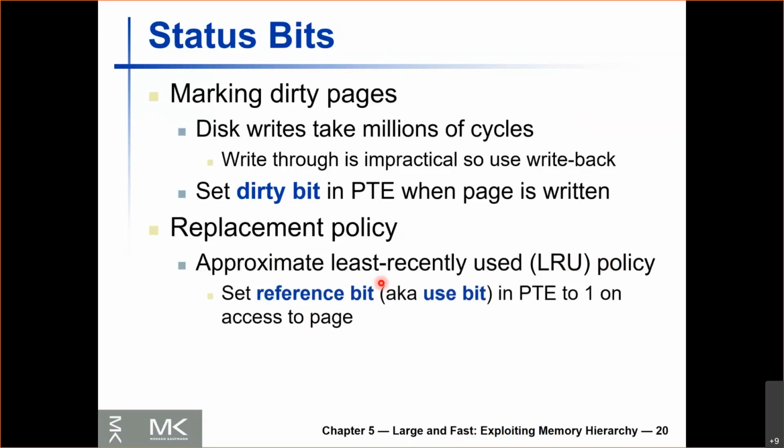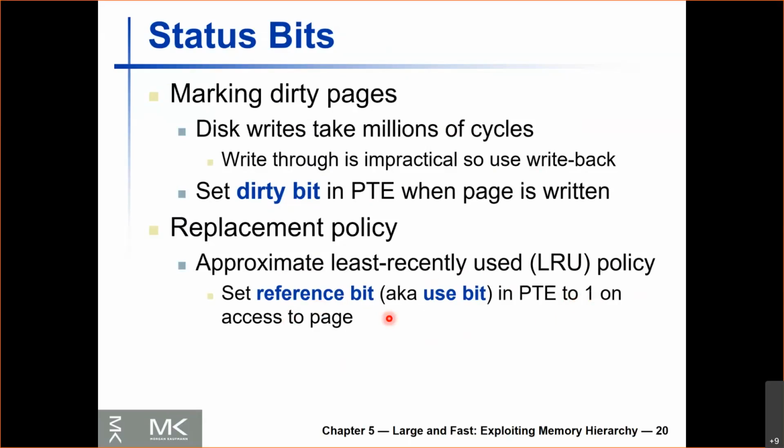Now, how do we do that? Because keeping track of least recently used for thousands of pages is really not practical. So we're going to have to approximate least recently used. And one way to do that is using something called a reference bit or a use bit. So a reference bit is a bit in the page table entry, and we set this bit to 1 if we access a page. So if I read or write to a page, I'm going to set this bit to 1. And what that means is that any page in memory that's been accessed is going to have a reference bit of 1. Any page in memory that has not been accessed is going to have a reference bit of 0.